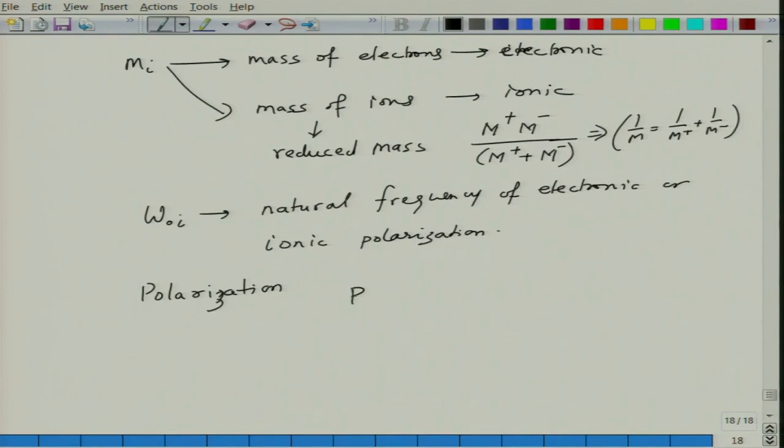The polarization is nothing but n into mu I, okay. So this will be equal to, and so we know that we can just multiply by the number of dipoles. So now we know that since here we have complex terms, the susceptibility chi was equal to p divided by epsilon naught E.